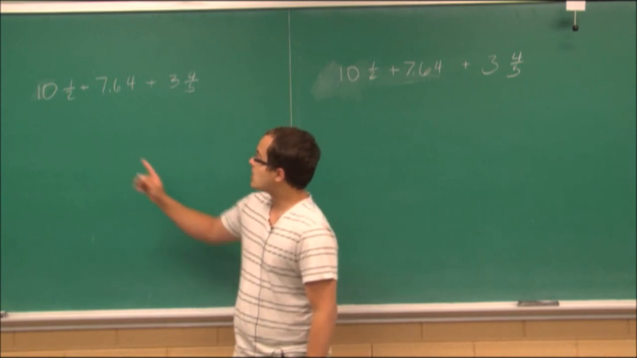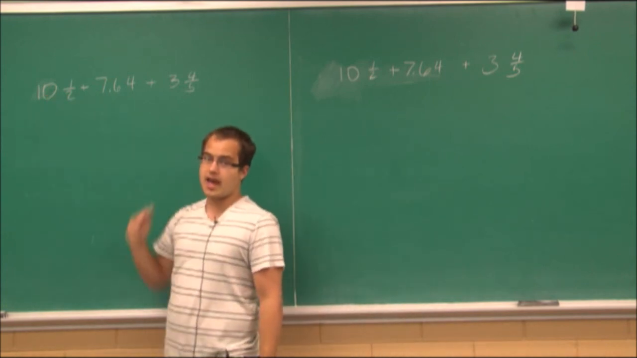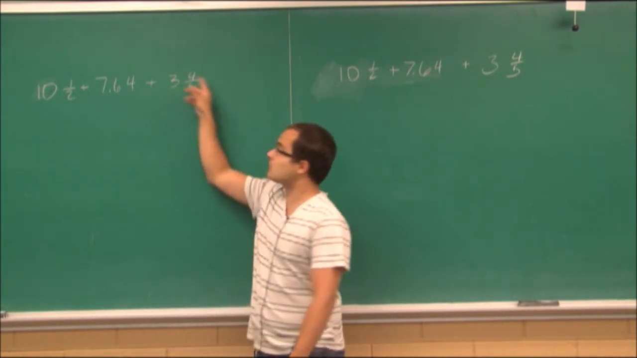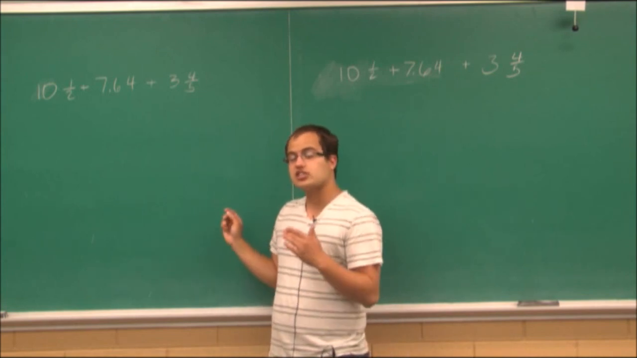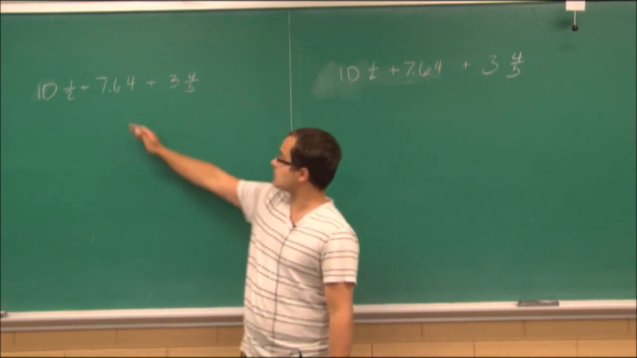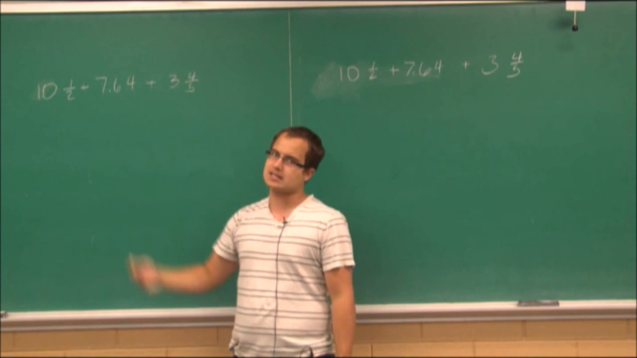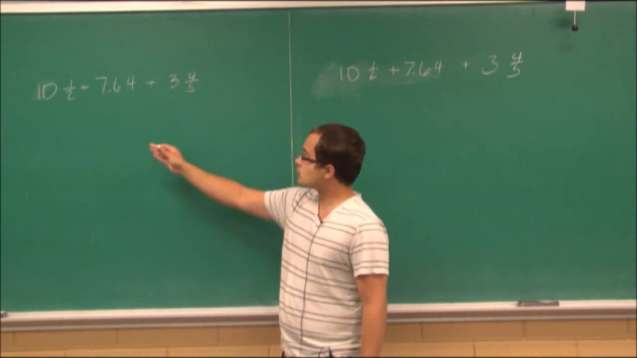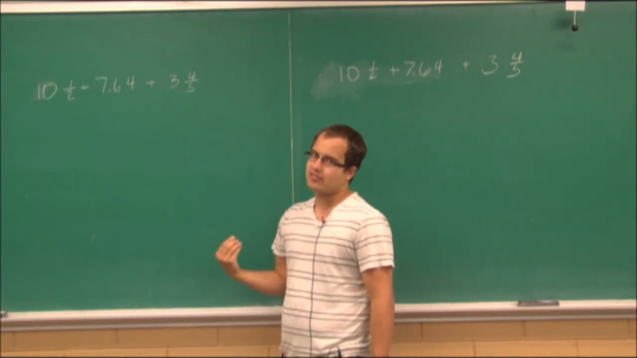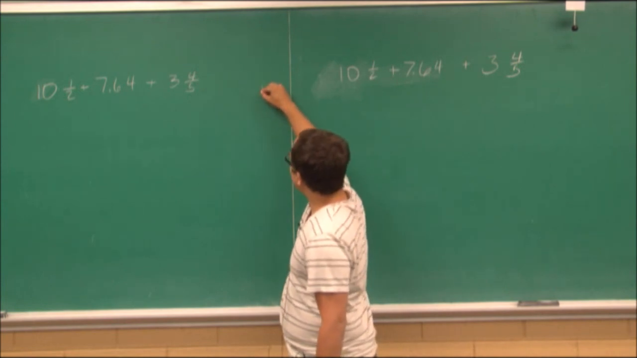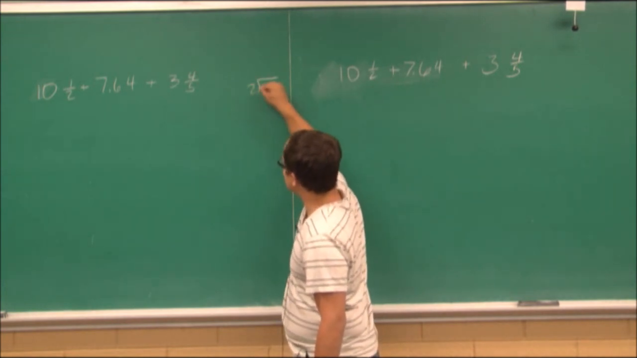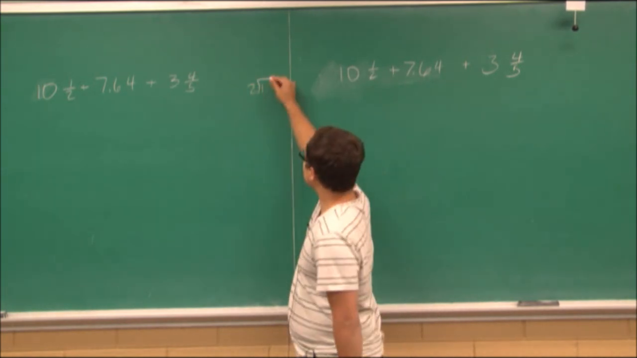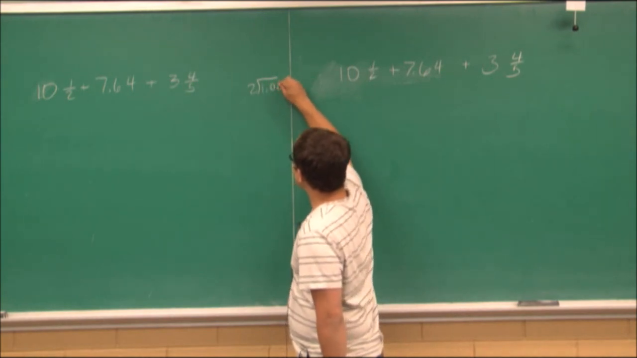If I look here, I have 10 and 1/2 and 3 and 4/5. So I just have to convert those two to a decimal because 7.64 is already a decimal. So now if I look at 10 and 1/2, all I have to do is 1 divided by 2 to get the decimal equivalent. Well, I'm going to add my 3 zeros.